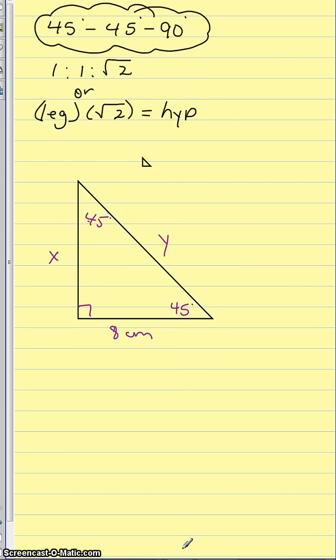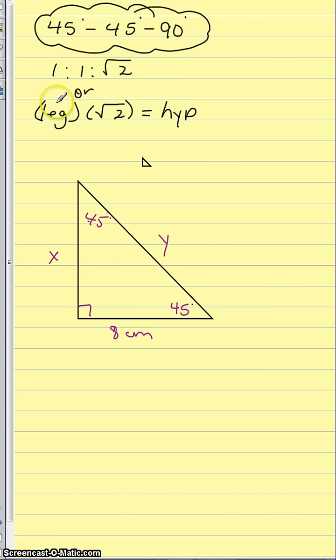This is a video on the 45-45-90 right triangle. This is also a special right triangle that has a ratio of the sides of the triangle being 1 to 1 to square root of 2. What that means is that the two legs on the right triangle are in a 1 to 1 ratio, and that the leg to the hypotenuse is a 1 to square root of 2 ratio.